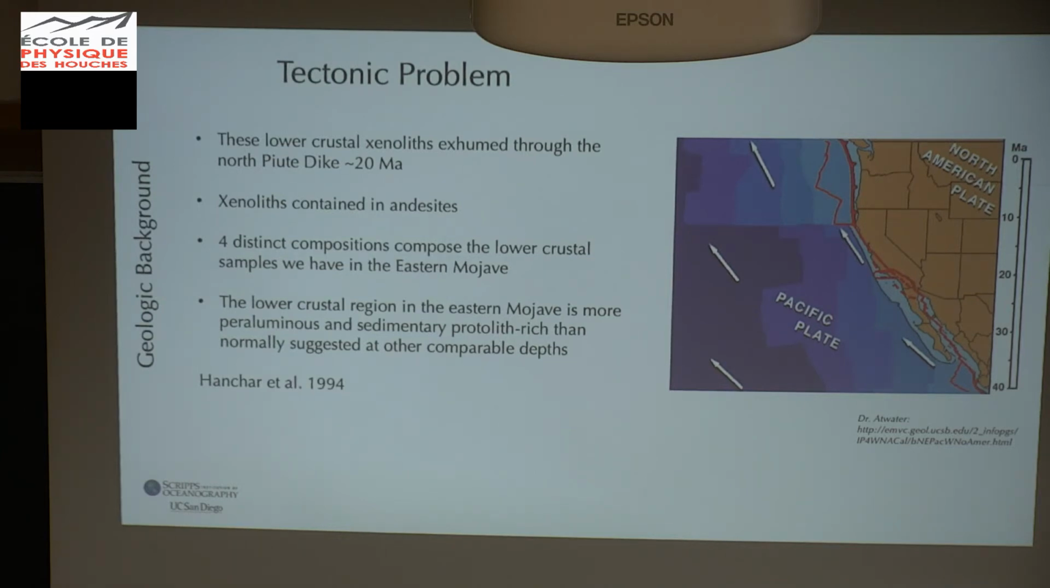And this particular zone in California, the eastern Mojave zone, has more peraluminous and sedimentary protolith-rich rocks, which is another way of saying more sedimentary rocks, or rocks from the surface of the Earth that have been pushed down to the bottom of the Earth. And this we haven't really seen in that many other locations. And so we're like, how does this affect rheology?